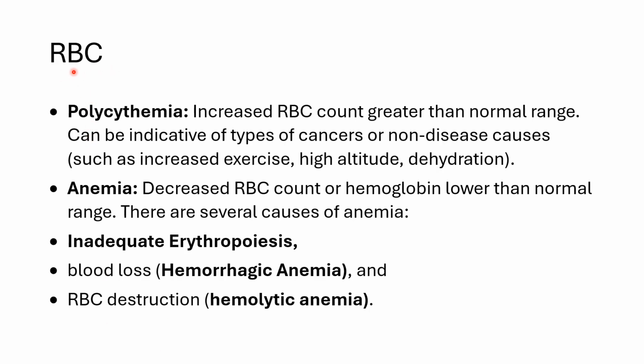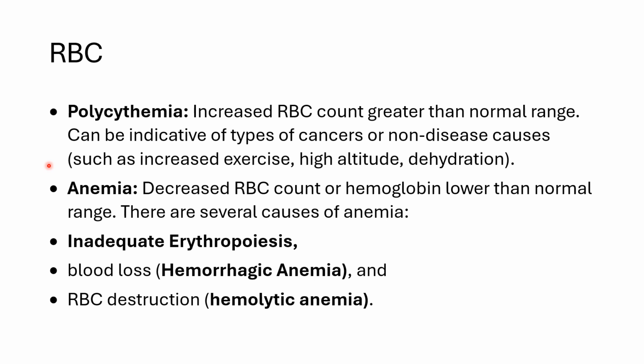Now, what are the terms related to the RBCs? We have polycythemia. Polycythemia means an increased number of RBCs, so the RBC count is going to be greater than the normal range. And just a spoiler alert, these people will have a larger hematocrit, more than 45%, because RBCs make the hematocrit. It can be indicative of types of cancers or other non-disease causes. What can be non-disease causes? For example, increased exercise, high altitude, dehydration. So these people also have an increased number of RBCs.